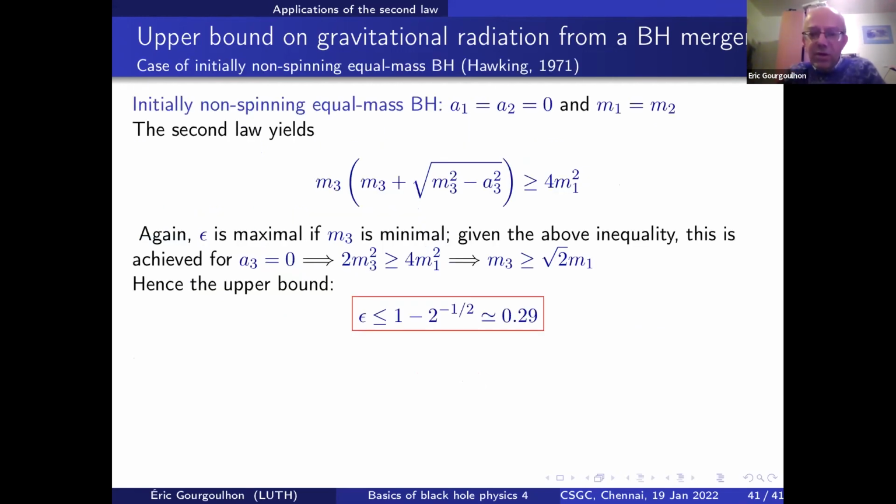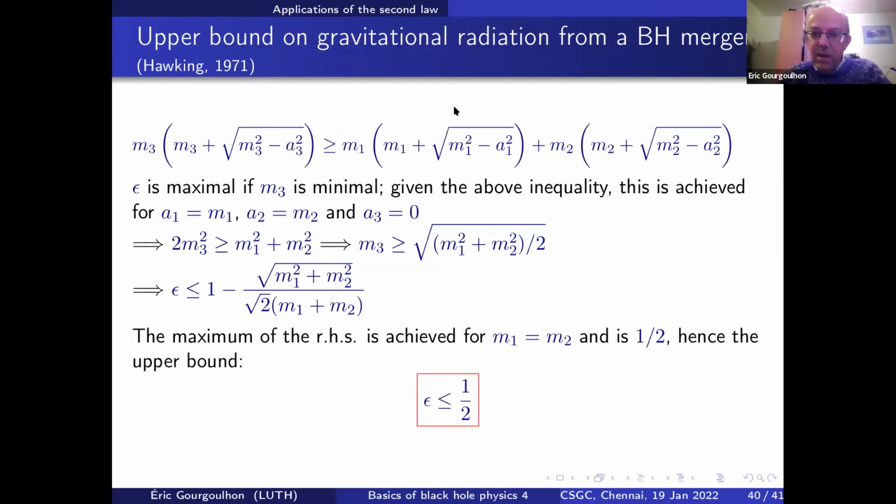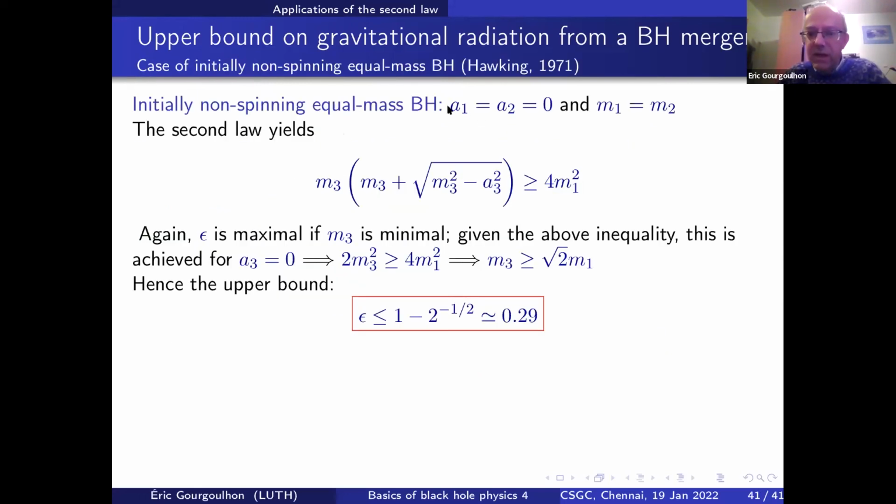Now we may ask the question, what happens for a realistic binary black hole merger? I mean, from two initially non-spinning equal mass black holes, not extremal Kerr black holes. So we assume that we have initially two non-spinning Schwarzschild black holes, and equal mass, let's say.